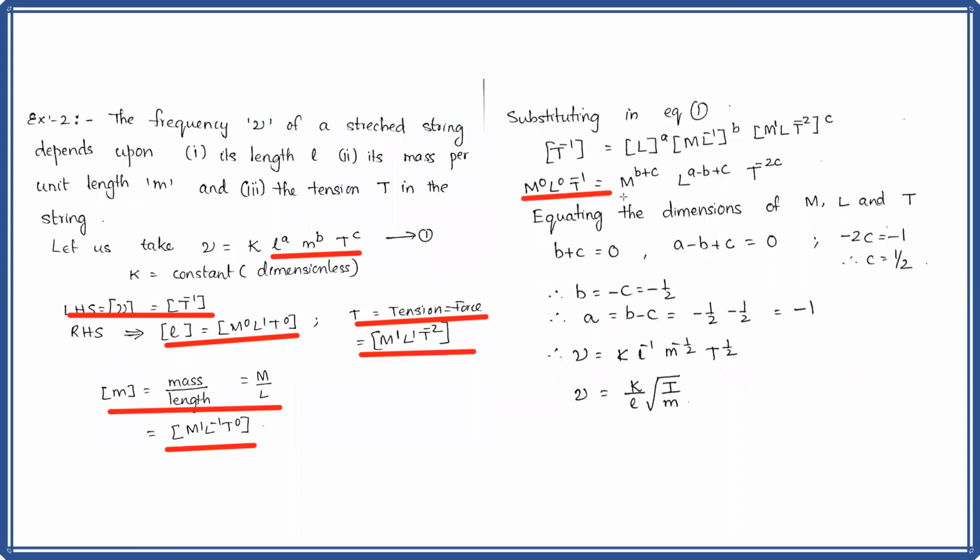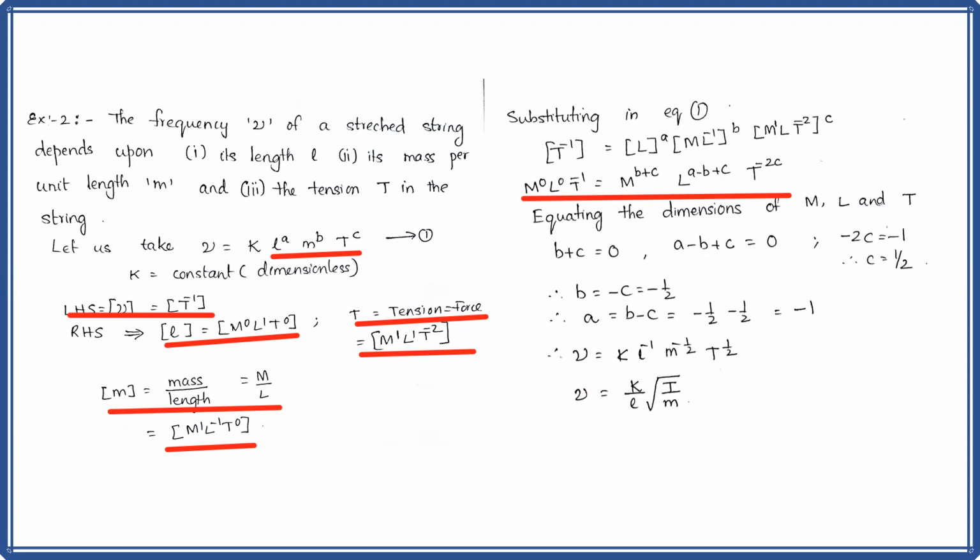LHS M0 L0 T minus 1. RHS M to the power of, you can see here, M to the power of B in the middle term, and in the last term M to the power of C. So M to the power of B plus C. Now L, in the first term L to the power of A, in the second term L to the power of minus B, in the third term L to the power of C. Therefore L to the power of A minus B plus C.